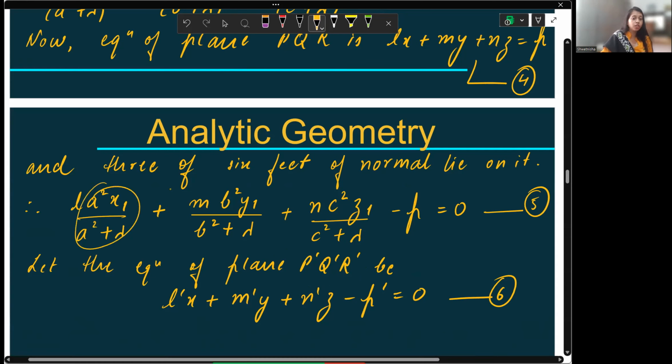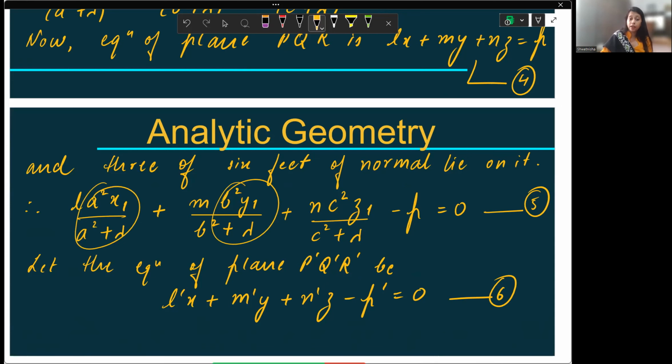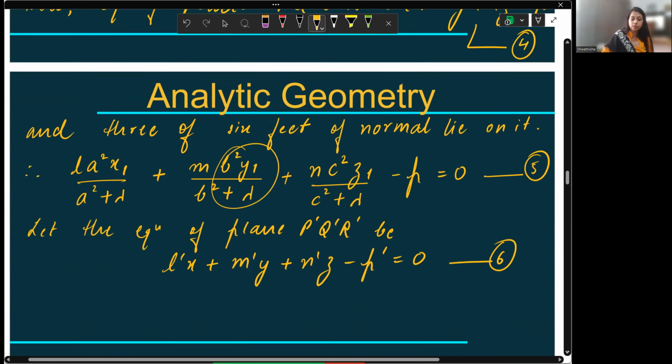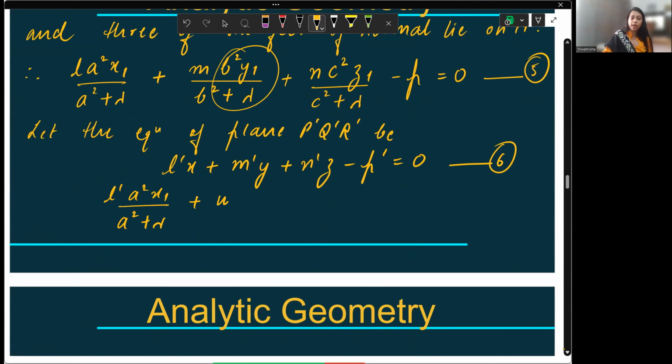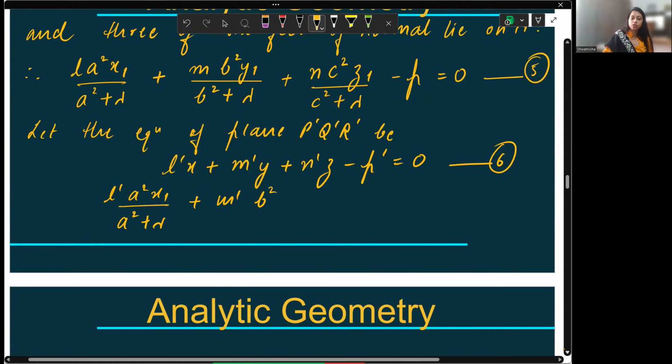So I can substitute these over here as well, because for some different values of lambda, that will also satisfy. So I can say this is L dash a square x1 divided by a square plus lambda, plus m dash b square y1 divided by b square plus lambda, plus n dash c square z1 divided by c square plus lambda, minus p dash is equal to 0. Right?